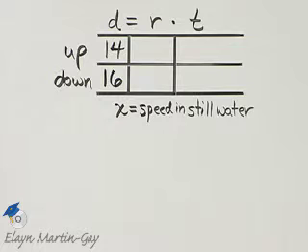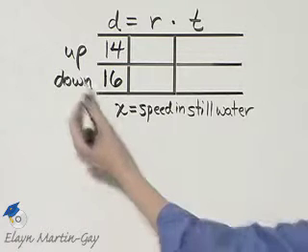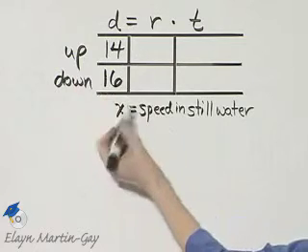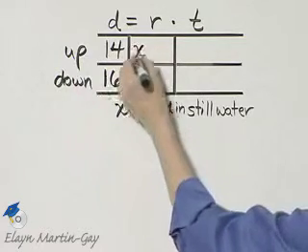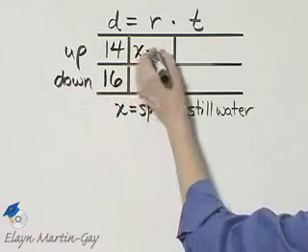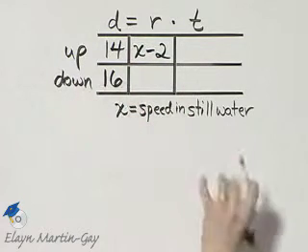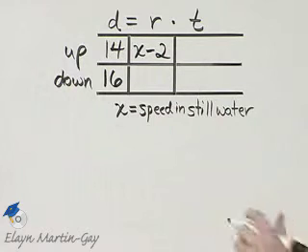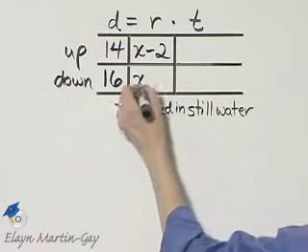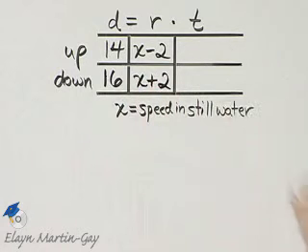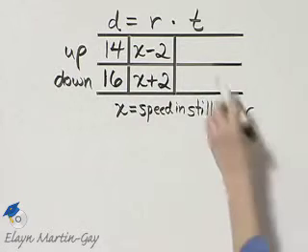Now, if the current is 2 miles per hour, when we're going upstream, the current is hurting our speed, and so our actual rate will be the rate in still water minus the current. When we're going downstream, the rate of the water is helping us, so our actual rate will be x plus the 2 miles per hour. Then we'll finish out this grid by using the formula distance equals rate times time.